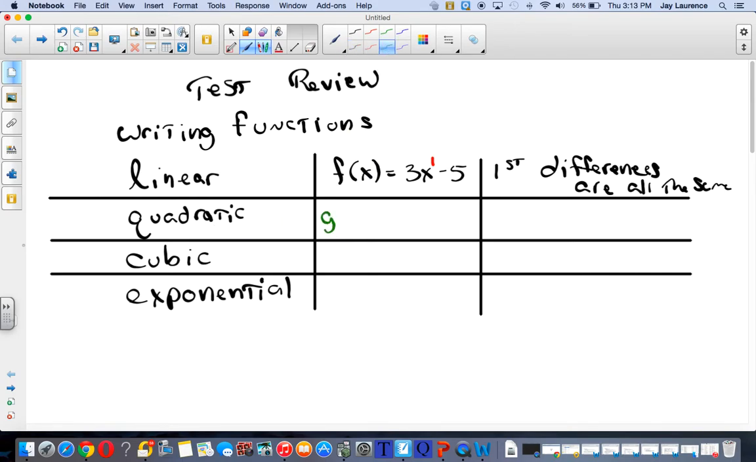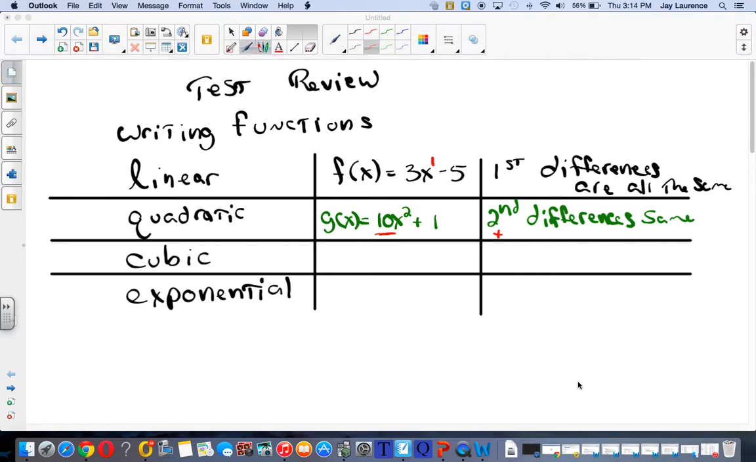Quadratic, that might be something like g of x equals 10x squared plus 1. That'd be quadratic because it's the second power, and that's when the second differences are the same. And this is kind of subtle, so make sure you get this down. Second differences are the same, but the coefficient, this 10 here, would be 1/2 of the second differences. So in this case, the second differences would all have had to be plus 20, plus 20, plus 20, all on that second level.